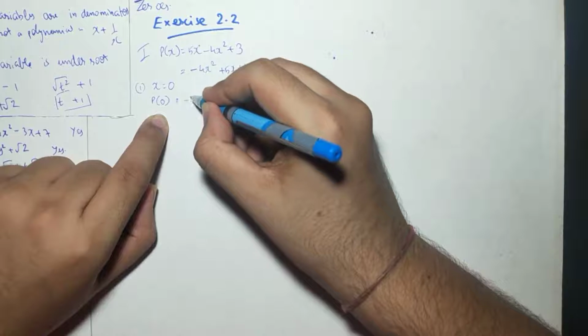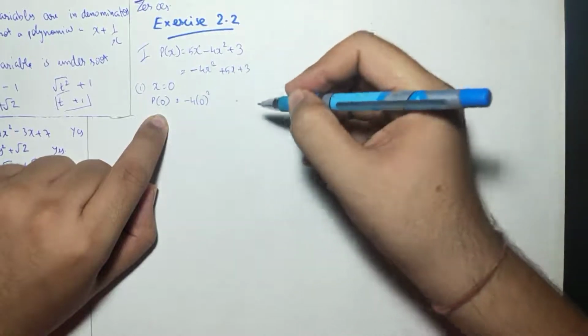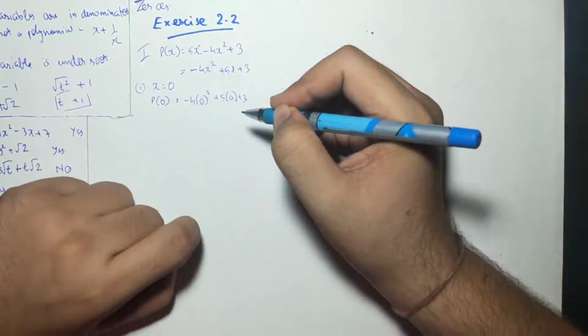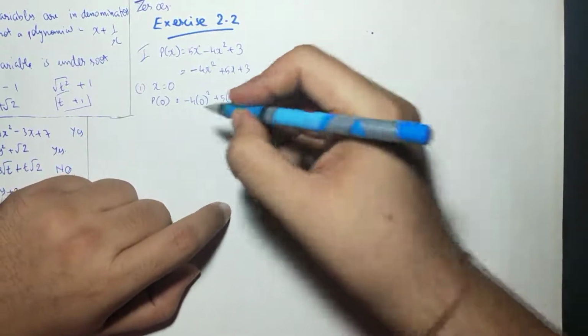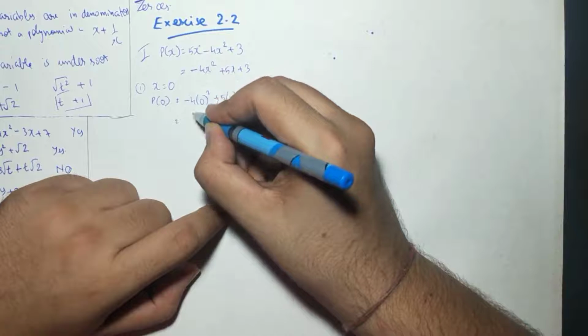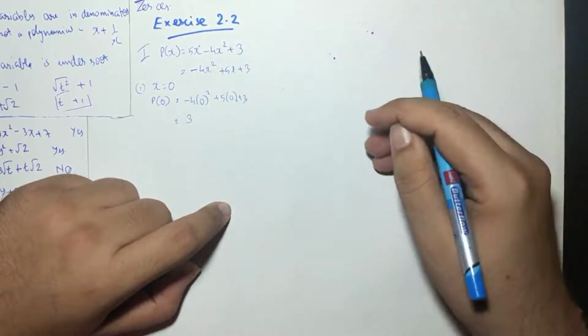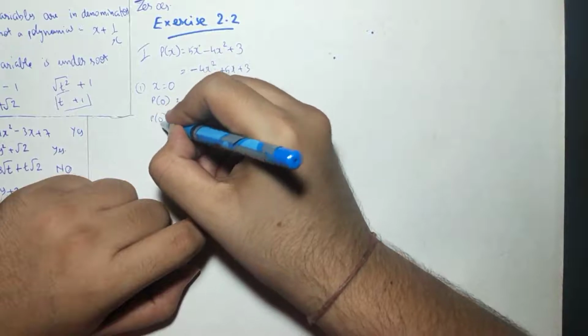If I put x as 0, it will become like this. In place of x, we will write 0. 4 into 0 is 0. 5 into 0 is 0. Only 3 remains. So the value of p of 0 equals 3.